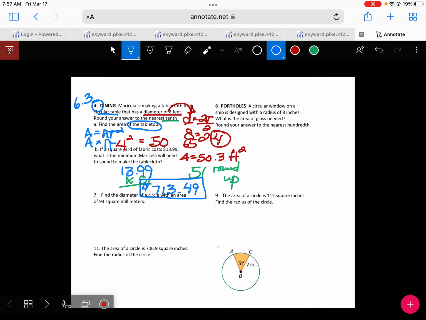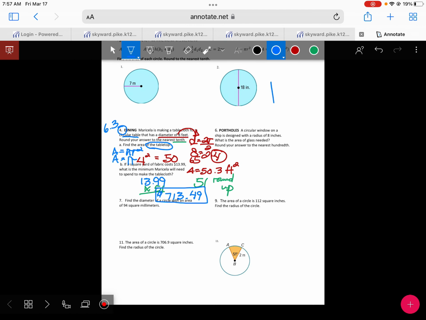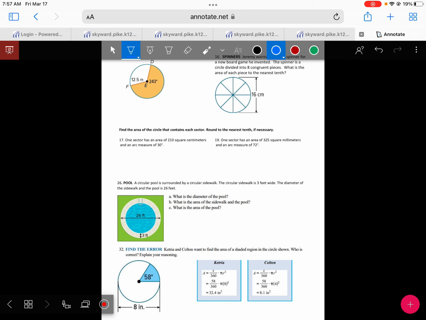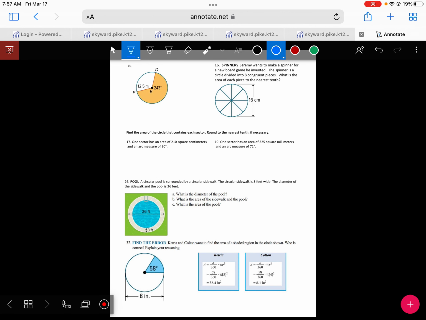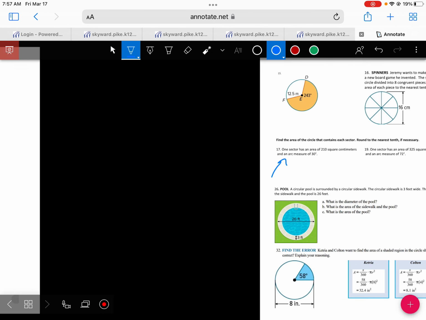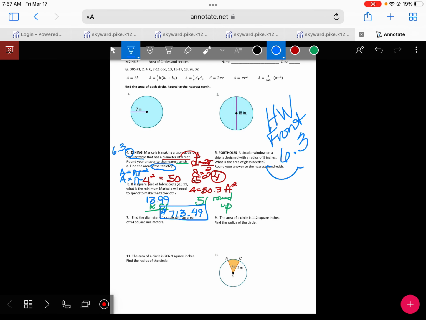All right, so your homework over the weekend is to do the front side here of 6.3. Please also get 6.1 done. Okay? And technically, we did talk about sectors, so you probably could start on some of the back if you wanted to. Okay? All right. So I did record this.